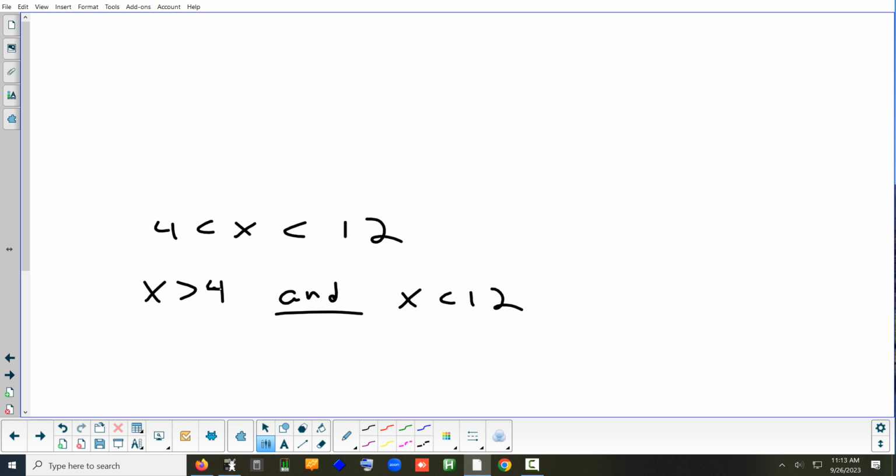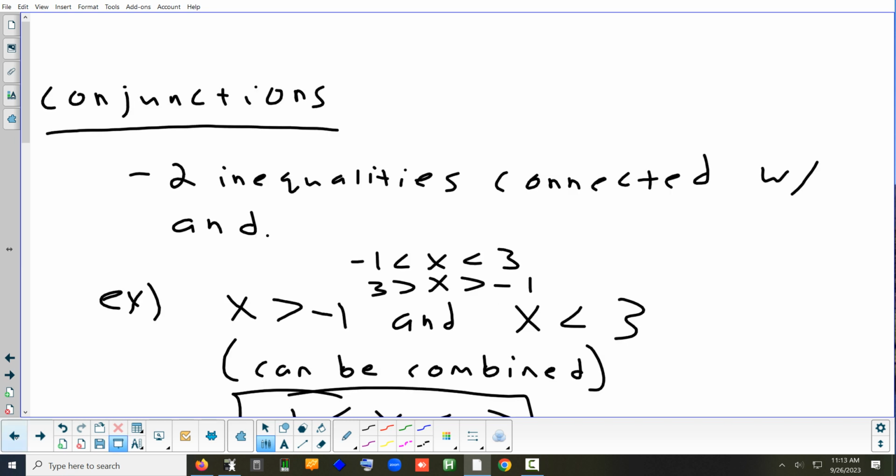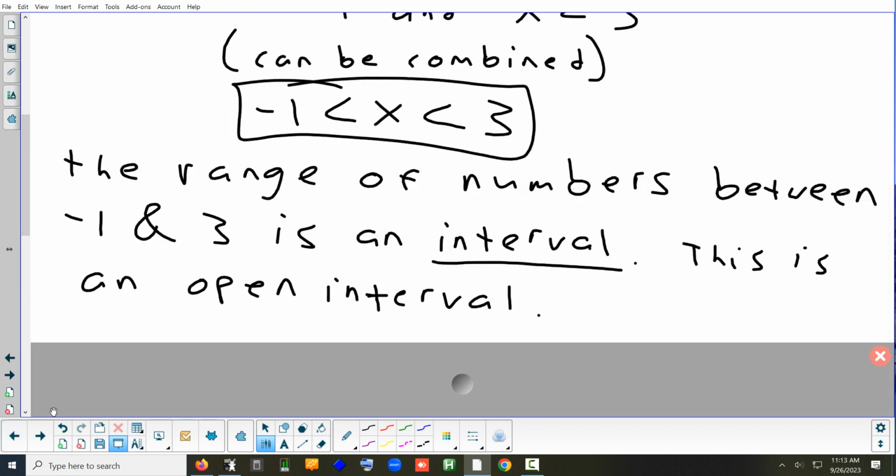Now, conjunctions are the only kind of statements that can be combined together like that. If you have an or, like x is greater than 10 or less than 0, you can't combine that into a single statement. An or has to be written out.